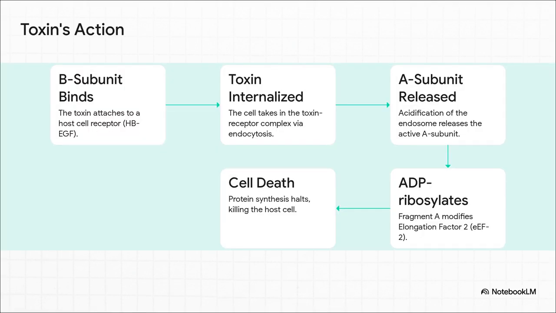The mechanism of this toxin is just brutally efficient. It's a classic AB toxin. The B subunit is like a key. It finds the lock on our host cells, especially heart and nerve cells, and gets the whole toxin inside. Once inside, the acidic environment releases the A subunit, and its only job is to find and destroy one single target, elongation factor 2. This completely shuts down all protein synthesis, and the cell just dies. Get this, a single molecule of that A subunit is enough to kill a cell.